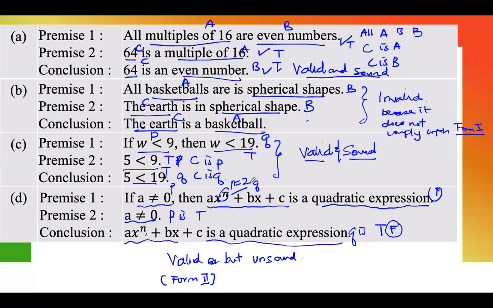Okay, so this is valid but unsound. So I hope you can differentiate between valid and invalid. Valid means the argument must comply with either form, either type 1, type 2, or type 3. All right, so sound, unsound. Sound means all the statements must be true. All right, if one of the statements is false, then it's unsound. All right, so if the argument doesn't comply with type 1, type 2, type 3, then it's invalid. So no need to determine whether it's sound or unsound.